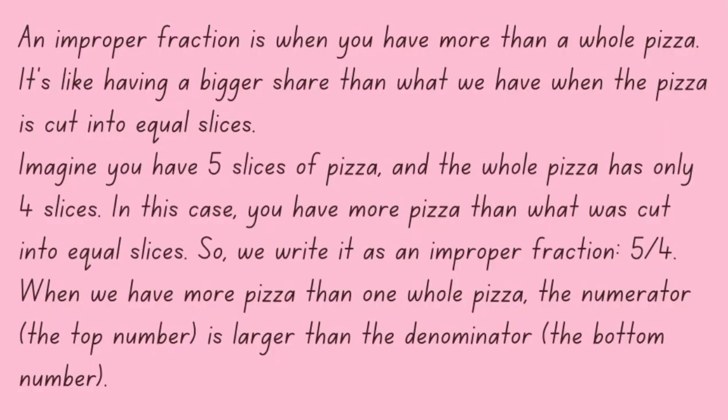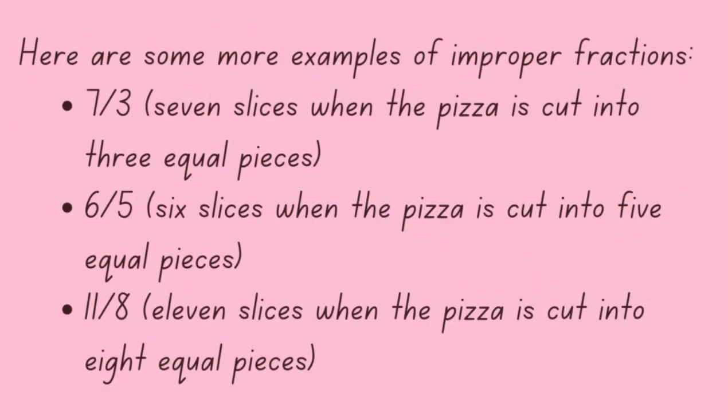An improper fraction is when you have more than a whole pizza. It's like having a bigger share than what we have when the pizza is cut into equal slices. Imagine you have 5 slices of pizza when the whole pizza has only 4 slices. In this case, you have more pizza than what was cut into equal slices. So we write it as an improper fraction: 5 over 4. When we have more pizza than the one whole pizza, the numerator, the top number, is larger than the denominator, the bottom number. Here are some more examples of improper fractions.